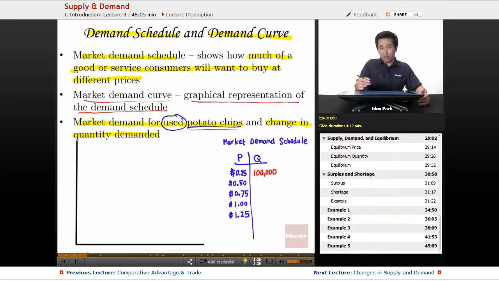And again, if you increase the price, there's going to be a decrease in quantity demanded. So let's go ahead and put 80,000 right here when the price increases, and then 60,000 right here, and then 40,000, and then 20,000.